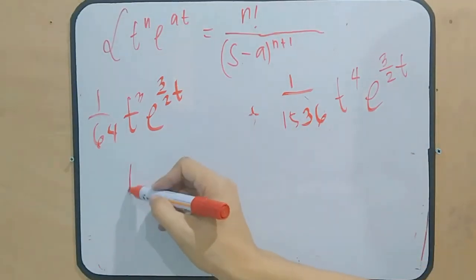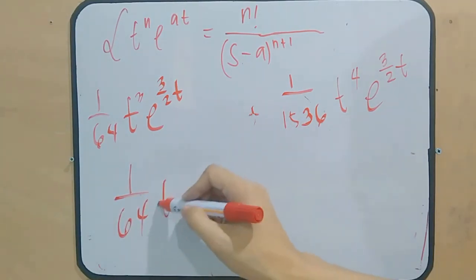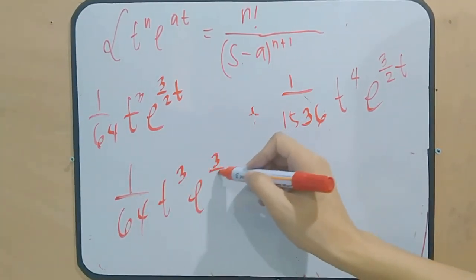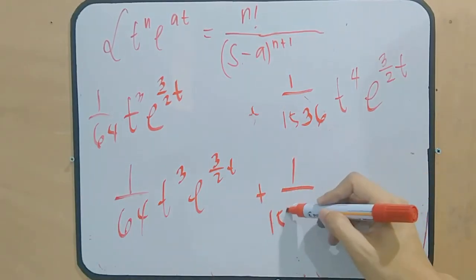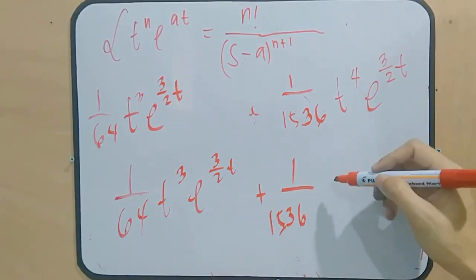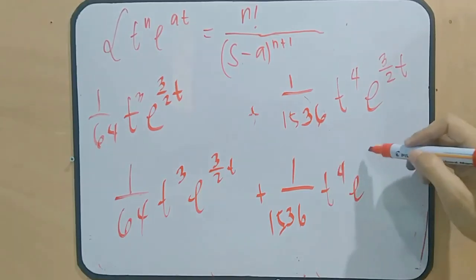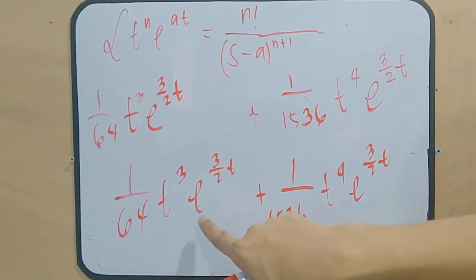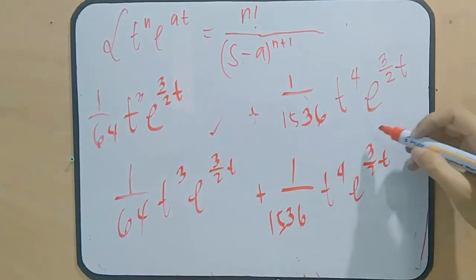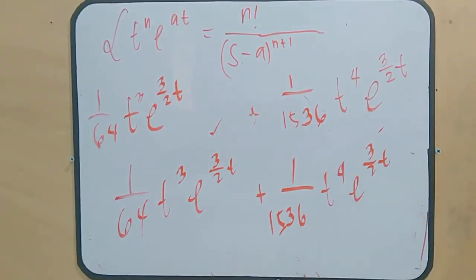This is 1 over 64 t cubed e raised to 3/2 times t, plus 1 all over 1536 t raised to 4 e raised to 3/2 times t. So pwede siyang i-simplify guys, pagsamahin nyo yung nasa denominator niya. So LCD, then i-factor out natin tong dalawa. So pwede pa siyang i-simplify. But this can be your final answer.